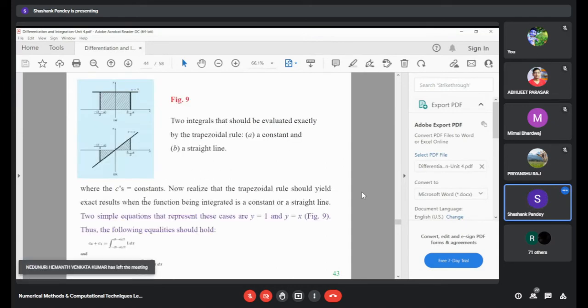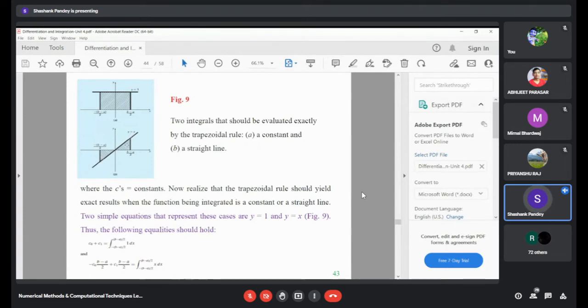Now, suppose that we want to apply this trapezoidal rule using a constant function, that is, the line y equal to 1. And we also wish to determine the value of the integral for the line y equal to x. That is, two integrals we wish to evaluate, y equal to 1 and y equal to x, using this single application of the trapezoidal rule.